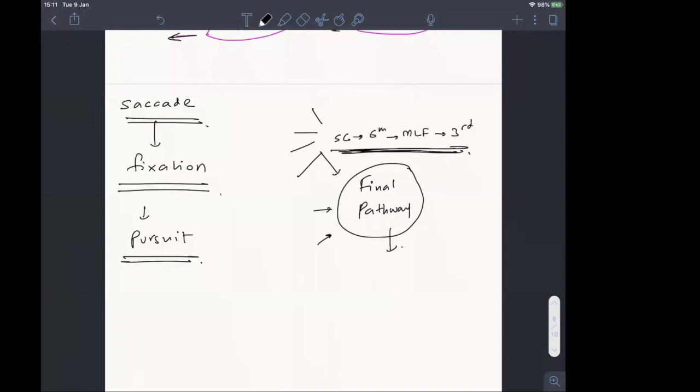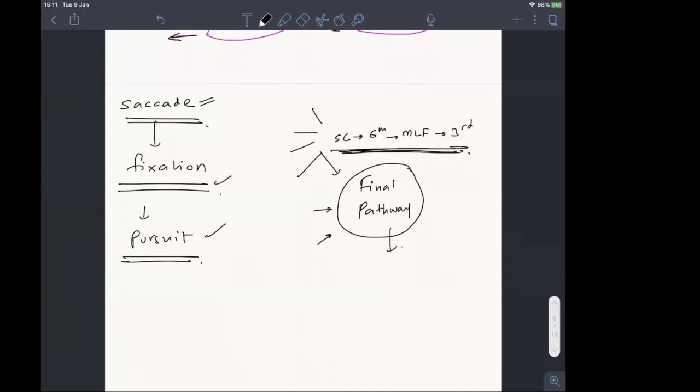Now, what are the different things that will control your eye movement? For a saccade, we already told you how, if you want to look to the right, your frontal eye field will tell it, and that's it. It's over. But what about fixation and pursuit? Because in fixation and pursuit, the point at which you are looking is not steady. It is continuously moving in a three-dimensional space.